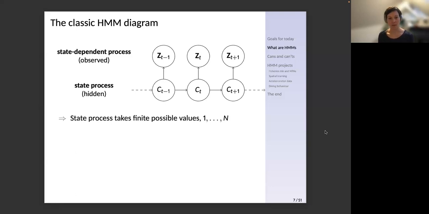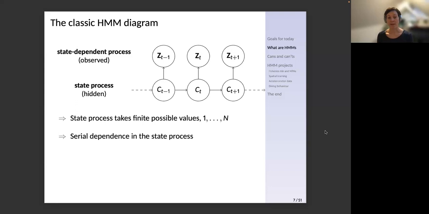So that's the part that I said. There are a fixed number of states. When we fit an HMM, we choose the number of states. That's what I mean by finite possible values. So when we fit an HMM, we say, okay, I think I'm going to try fitting a model with 3 states. So in this case, n can be 1, 2, or 3.